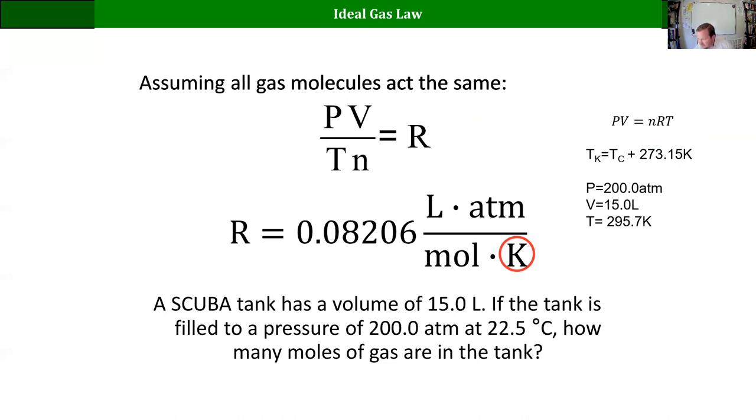So let's practice using that. If we have a scuba tank and it has a volume of 15 liters and it's filled to a pressure of 200 atmospheres at 22.5 Celsius, how many moles of gas are in the tank? So give this a second and then we'll work through it.